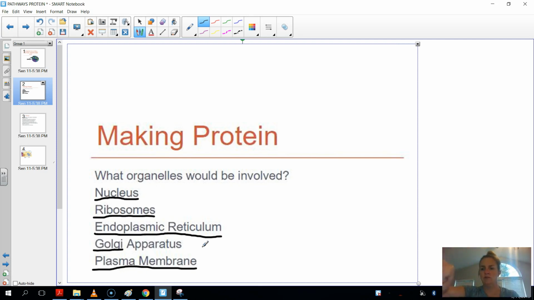So again, nucleus, ribosomes, ER, Golgi, and then it goes through the cell membrane. Okay? So if you could remember nucleus, ribosomes, ER, Golgi, and then the plasma membrane, you'll know the pathway, okay? Because one leads to the other.